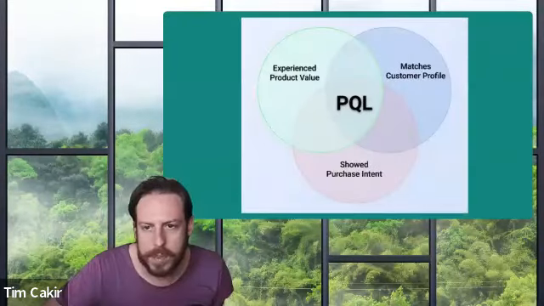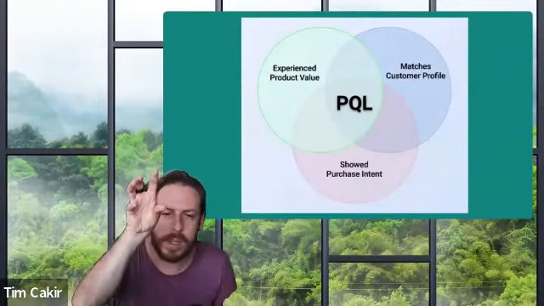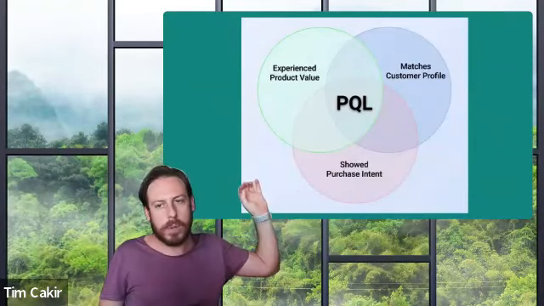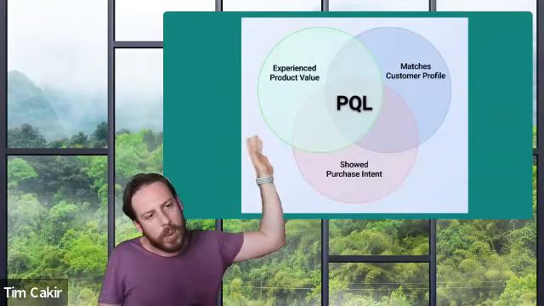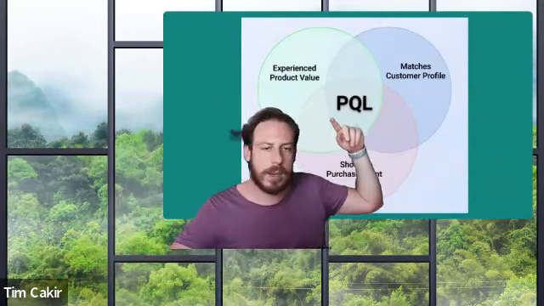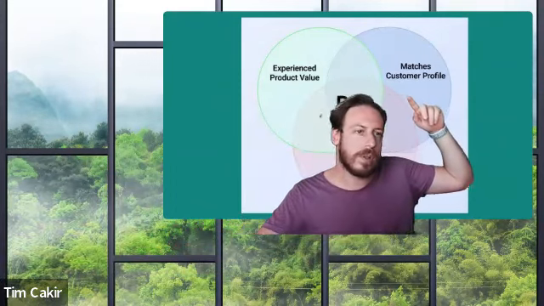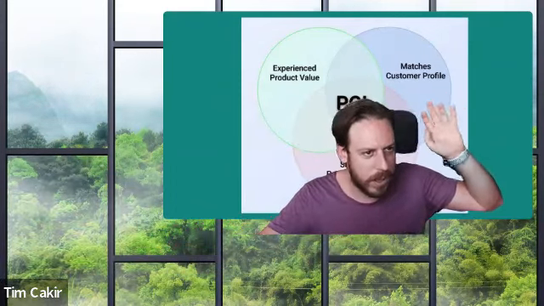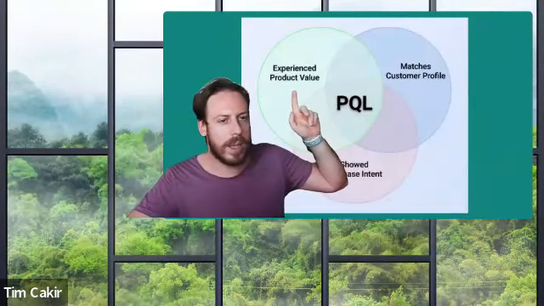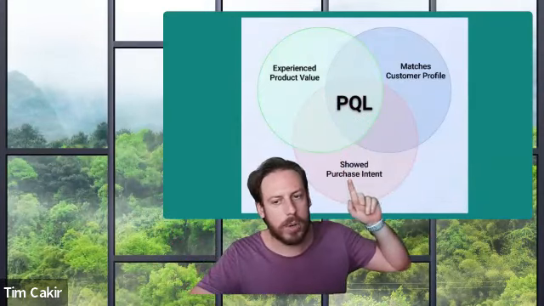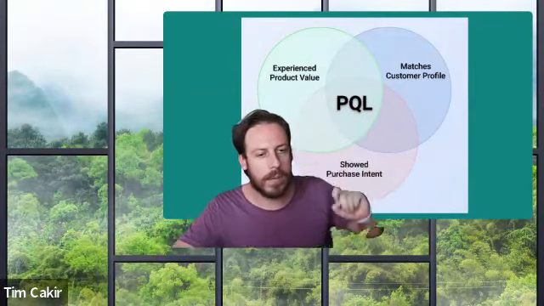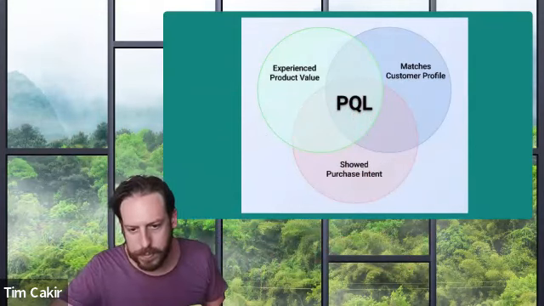So again, PQL in the middle here, right? Somewhere here, I think. Experience, product value, short purchase intent, and matches customer profile. So when these three things happen in the center, you're going to have your PQL, right? Your customer profile, the ICP, ideal customer profile, persona target, that has to be perfect. The product value, as we spoke, the wow moment, the aha moment, they have to experience this ASAP, and they have to show an intent to purchase, right? So that's where your PQLs, your product qualified leads, are.